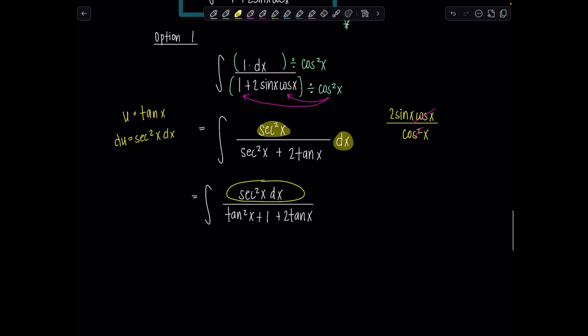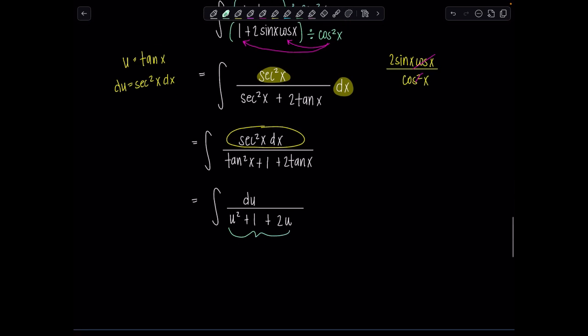Beautiful. Now we're going to have the integral of du over u squared plus 1 plus 2u. We don't actually have to do any partial fractions. If you notice, the denominator is a perfect square trinomial: u squared plus 2u plus 1, which is u plus 1 quantity squared. So really all we have is the integral of du over u plus 1 squared.